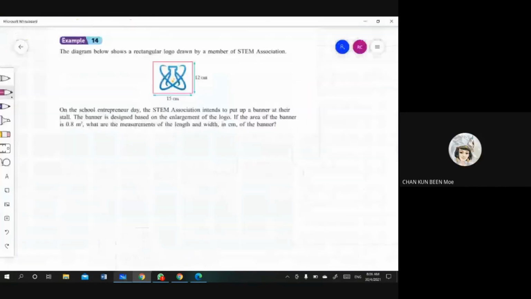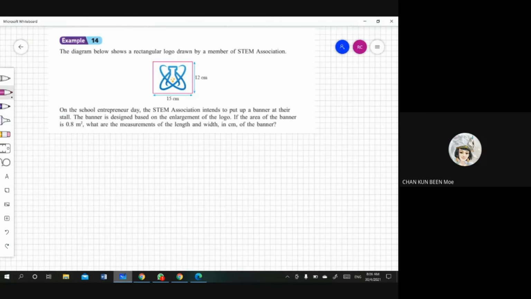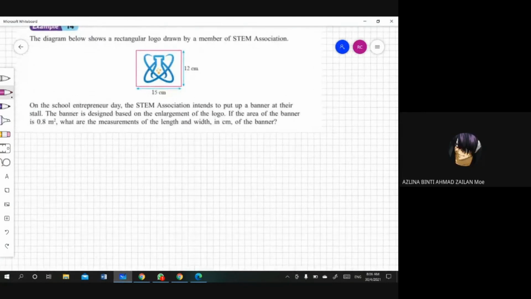Yes, can you read this example here? The diagram below shows a rectangle logo drawn by a member of the STEM association. On the School Entrepreneur Day, the STEM association intends to put up a banner at their store. The banner is designed based on the enlargement of the logo. If the area of the banner is 0.8 meters square, what are the measurements of the length and width in cm of the banner? Okay, thank you very much.